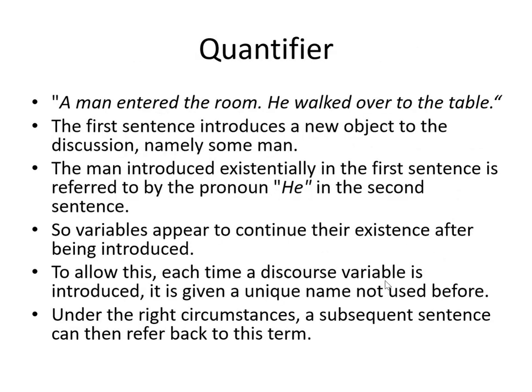Now we will be discussing quantifiers. Here you can see the sentence: a man entered the room, he walked over to the table. In the first sentence a new object is introduced, that is a man, introduced existentially, and it is referred to by the pronoun he in the second sentence. So variables appear to continue their existence after being introduced. To represent this type of scope, we will require quantifiers.